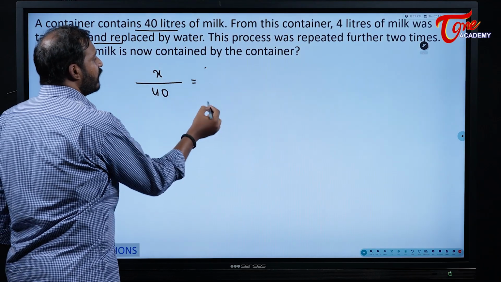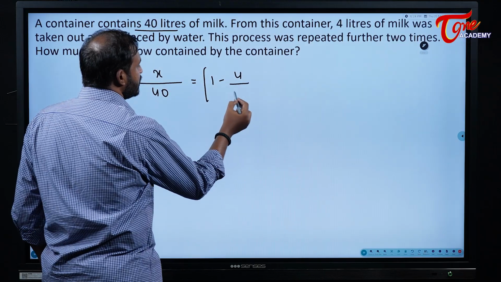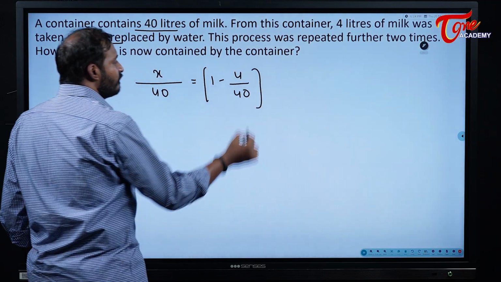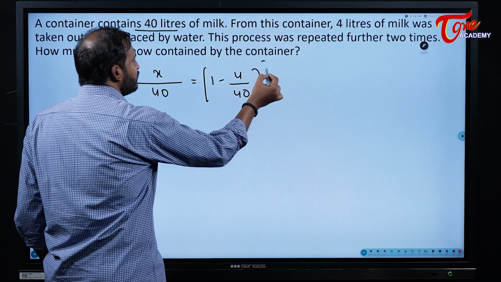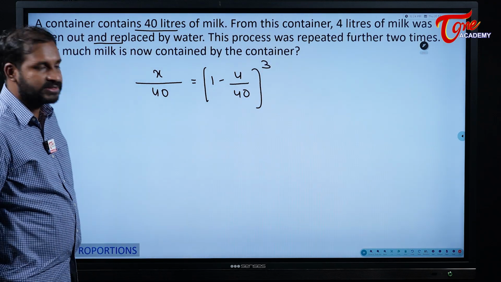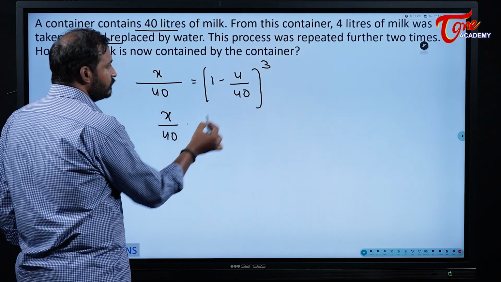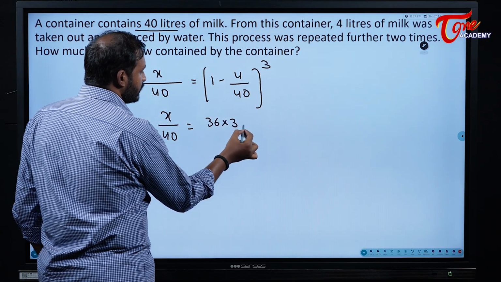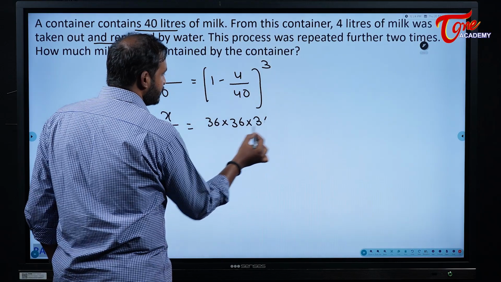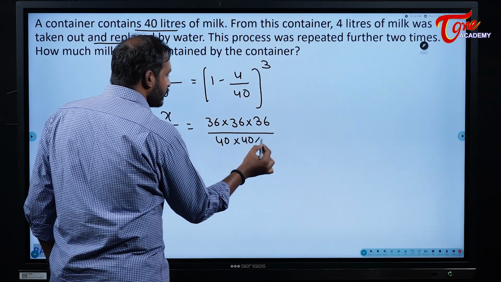That is equal to 1 minus, what is the replaced quantity? Each and every time we are replacing 4 liters and the total capacity of the jar is also 40 liters, whole to the power of, and this process was done for 3 times. So now what happens to this? X by 40 is equal to, if you solve this, you will get 36 into 36 into 36, I am intentionally writing like this, by 40 into 40 into 40.